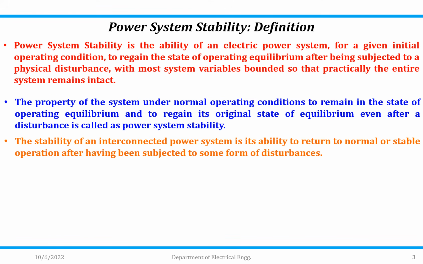Or simply we can define power system stability as follows: the stability of an interconnected power system is its ability to return to the normal or the stable operation after having been subjected to some form of disturbances.